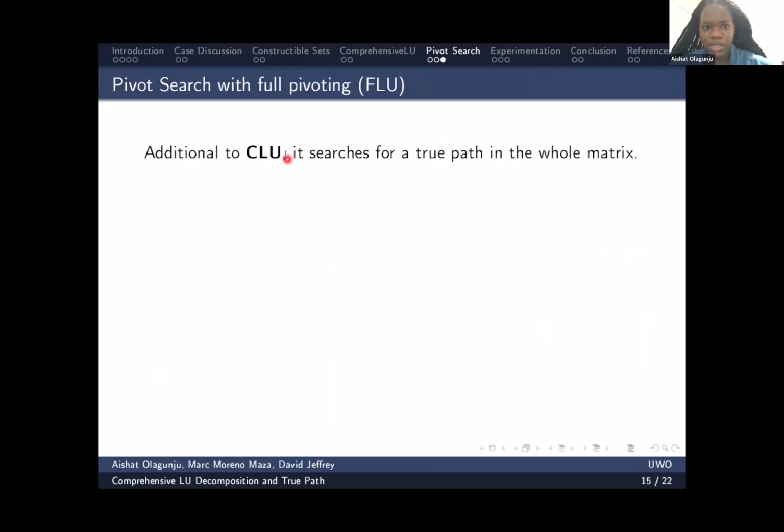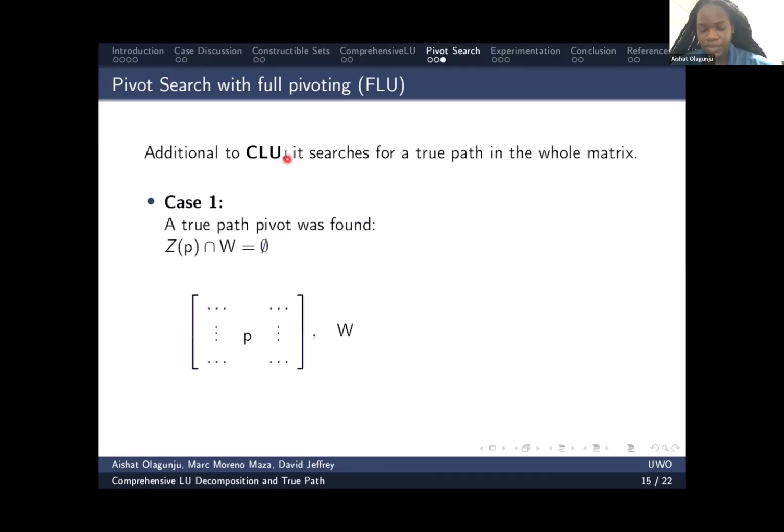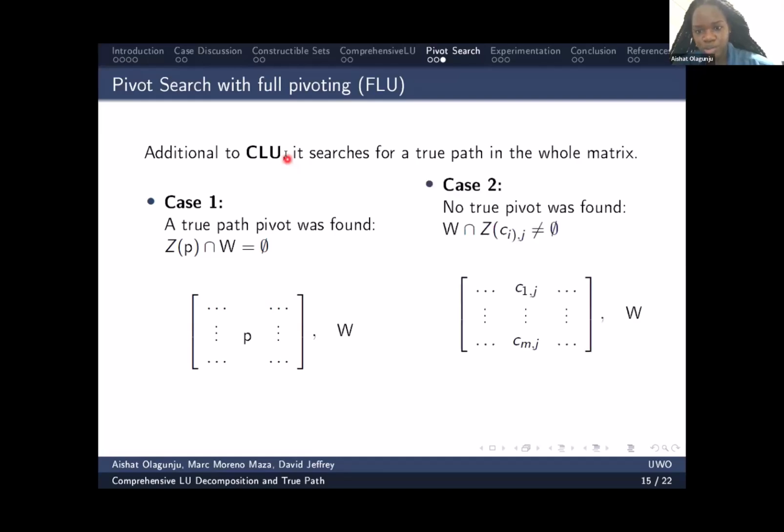The other strategy would be to search for a true pivot in the whole matrix. So the first case would be a true pivot was found in another column, that is, no common zeros between the pivot and the given constraints, or no true pivot was found. That is, W is actually a subset of the zero set of the matrix.